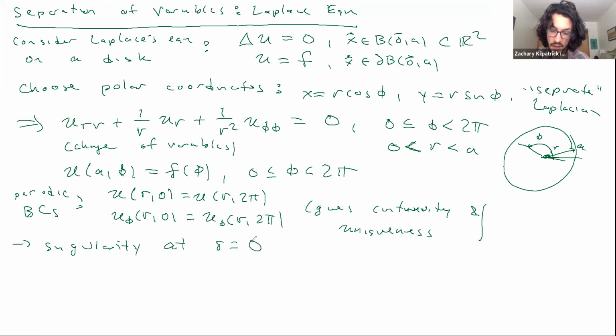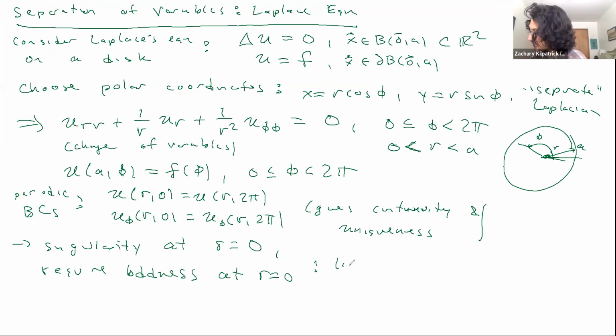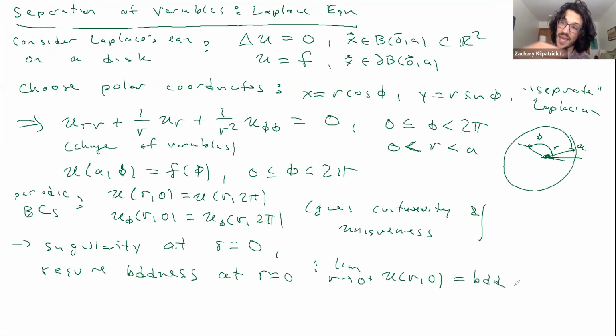I also, as I said, we have a singularity at r equals 0. And that essentially requires boundedness at r equals 0. Okay. All right. So we need to make sure that nothing funny happens at 0. So the main thing we just need is that as we take r down to 0, our solution doesn't blow up. Okay. All right. So this is how we piece things together in polar coordinates.